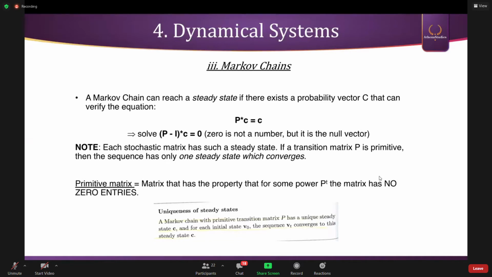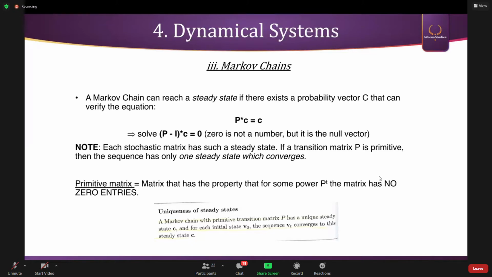So we say about a Markov chain that it can reach a steady state if there exists a probability vector C that can verify the equation P, which is our transition matrix, multiplied by this probability vector C, should be equal to the probability vector C. Which means that a steady state represents a state in which the transition matrix multiplied by a probability vector will become the probability vector, which means that our equation basically has reached its limit.